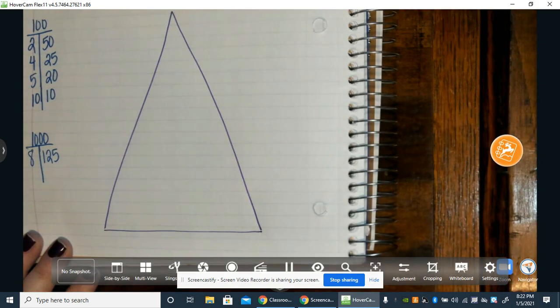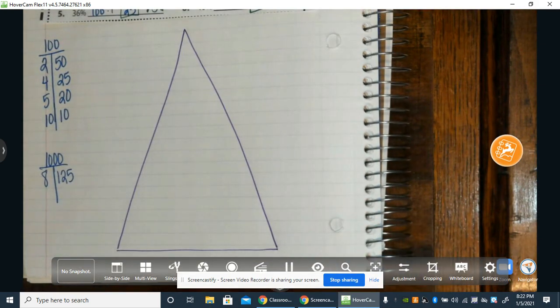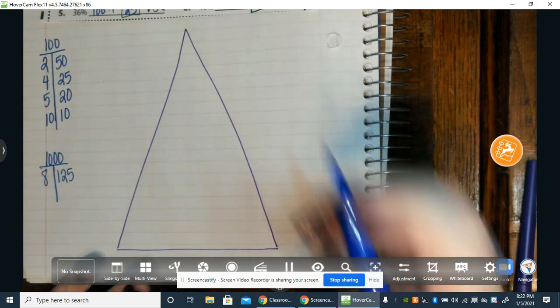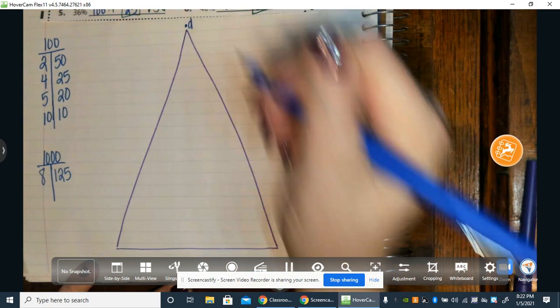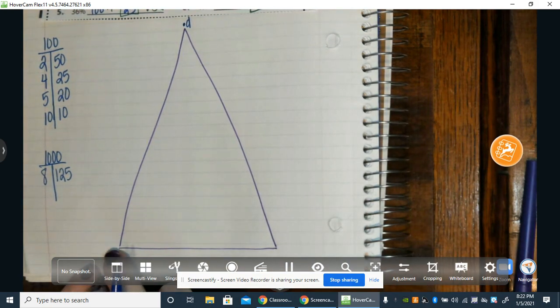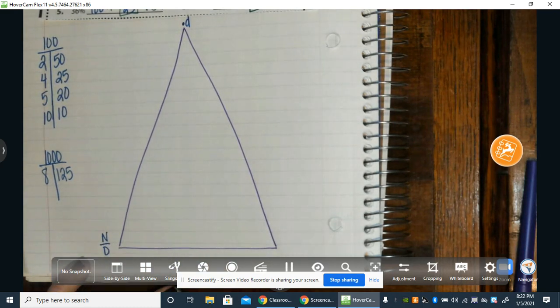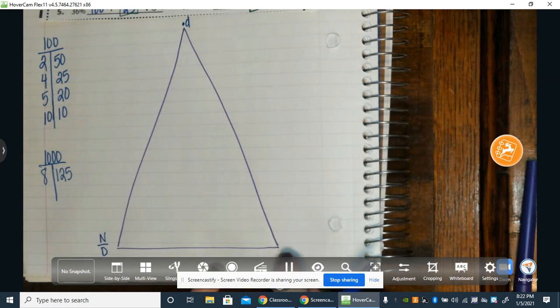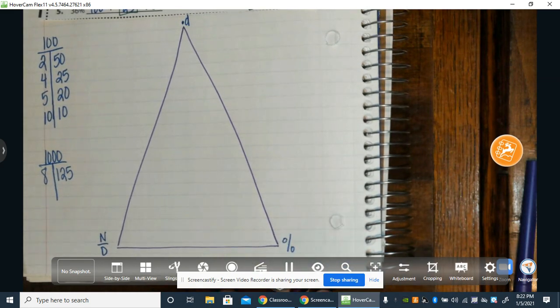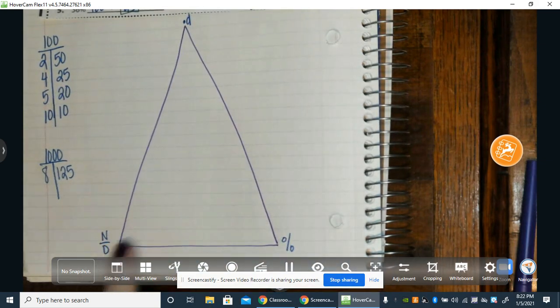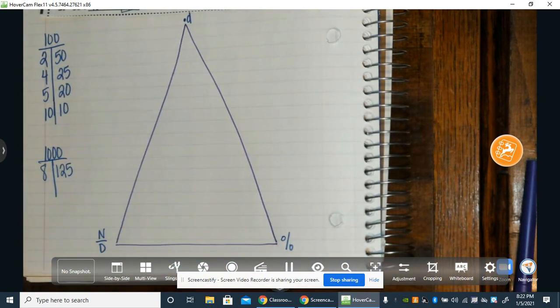Let me try to zoom out a little more. All right, so there's my sad attempt of an isosceles triangle. Okay, so at the vertex, at the tip of each one of these, up here, I want you to put a decimal and a D. In the bottom left corner, we're going to write a fraction, and I write my fractions as N over D, so I know that that's numerator over denominator. And then in the right corner, I'm going to put a percentage symbol. Okay, so this triangle is basically a flow chart to go from fraction to decimal, decimal to percent, fraction to percent, percent to decimal, and so forth.